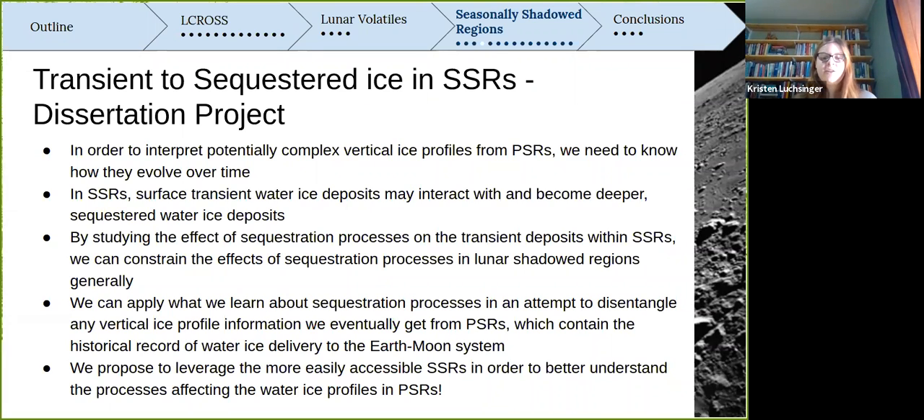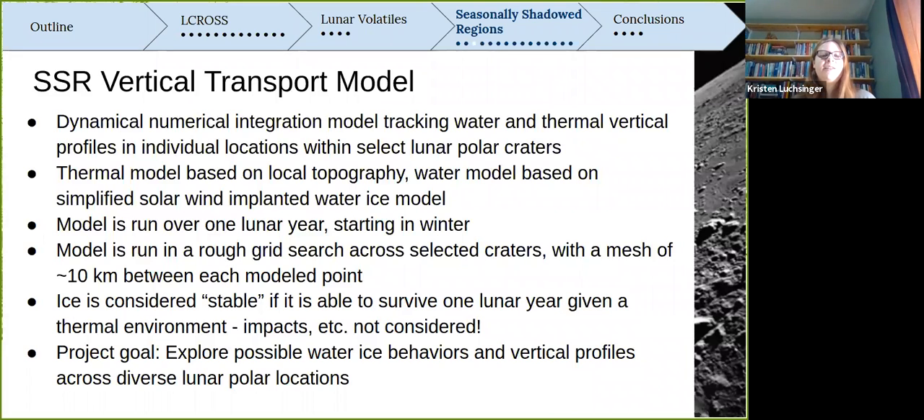And so the changes undergone during the shadowed period of time might be observable. We might be able to measure what has happened during the shadowed period to this transient water deposit. How has it changed? And that might tell us about the sequestration processes that are going on in all shadowed areas of the moon. And so we're trying to leverage the more easily accessible seasonally shadowed regions and this complex possible interaction and behavior between transient and sequestered deposits in order to better understand the processes affecting water ice profiles in permanently shadowed regions.